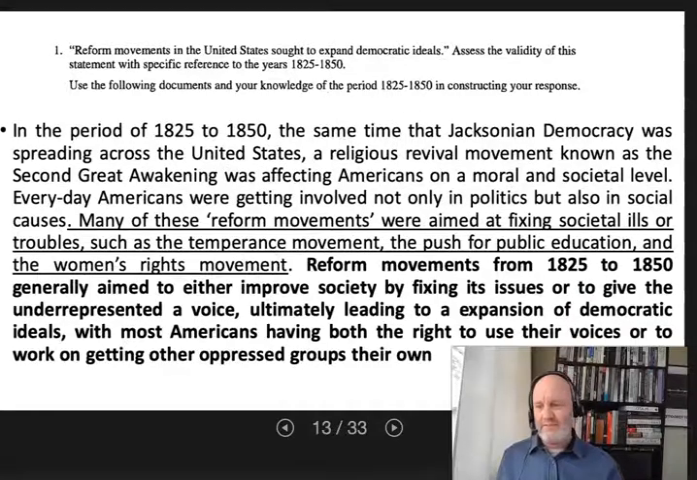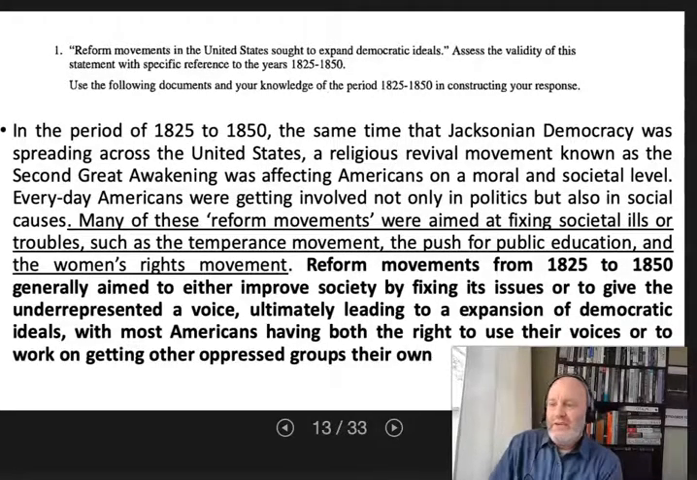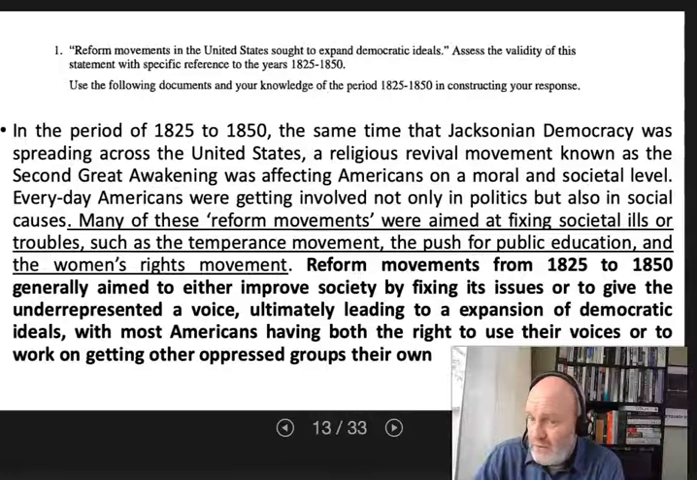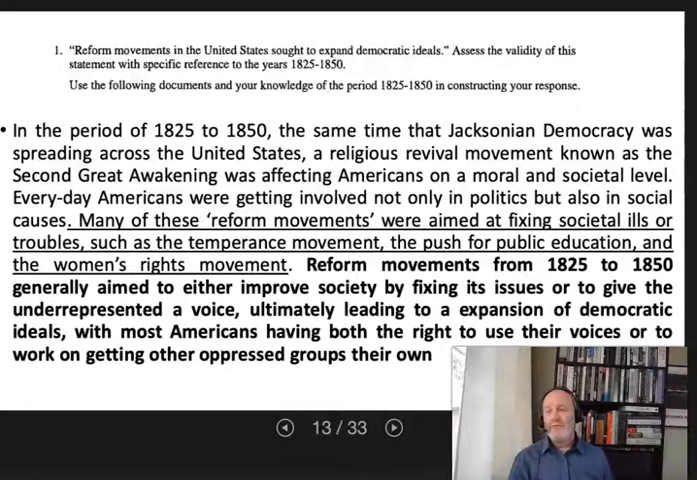So this is the excellent kind of thesis here. In the period 1825 to 1850, the same time that Jacksonian democracy was spreading across the United States. So again, great introduction here. Use the periodization as your context. A religious revival movement known as the Second Great Awakening was affecting Americans on a moral and societal level. Okay, already have a little bit of complexity here. Everyday Americans were involved not only in politics, but also in social causes. Many of these reform movements were aimed at fixing societal ills or troubles, such as the temperance movement, the push for public education, and the women's rights movement.